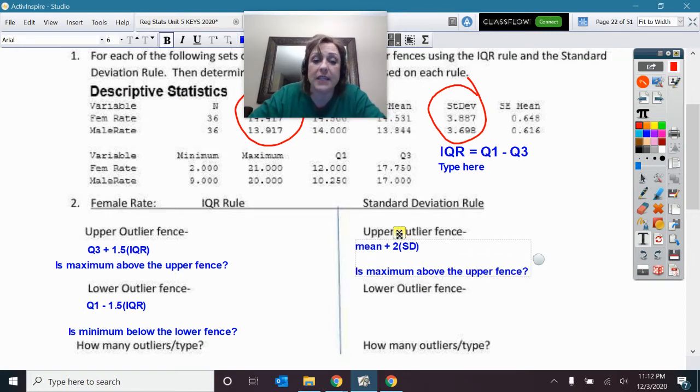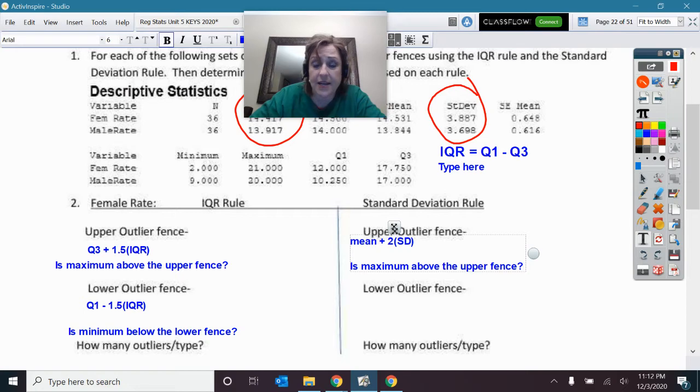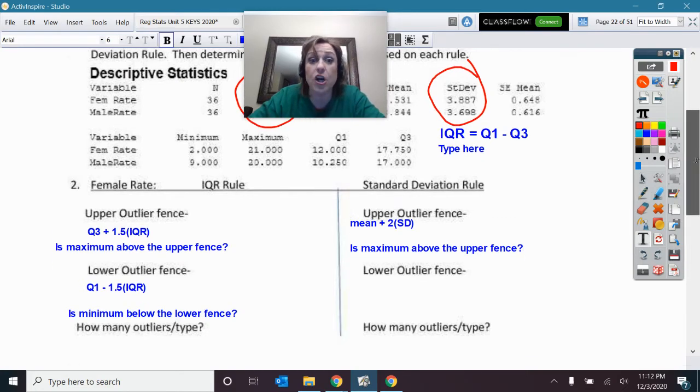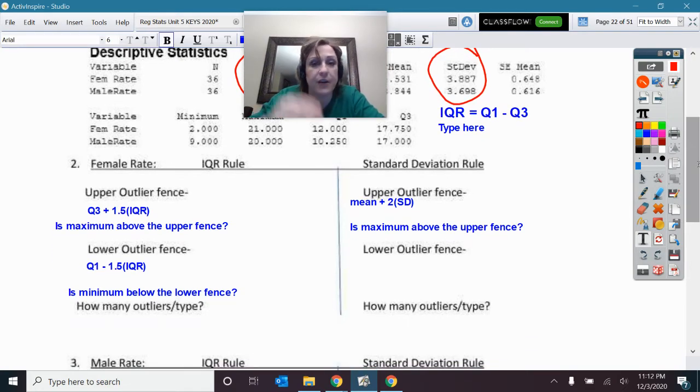Okay, so what's interesting that we're going to find out is that there are sometimes, and it doesn't happen very often, but sometimes you might have an outlier with the standard deviation rule, but not the IQR rule, or vice versa. So it's interesting to take a look at both of these kinds of rules and see if there's a discrepancy. But anyway, this is just outlier fence practice.